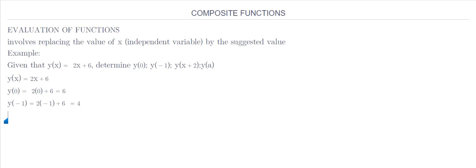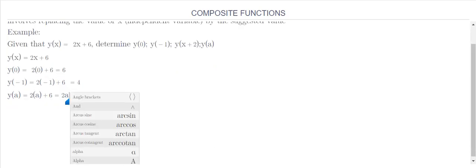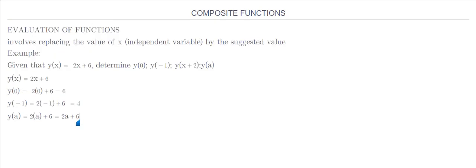Now let's look at y of a. This means you just need to substitute whatever we have there as x with a. So instead of putting x, we are going to substitute it with a. So plus 6, and that is going to be giving us 2a plus 6. As simple as such.